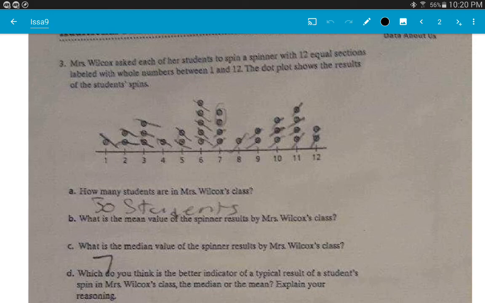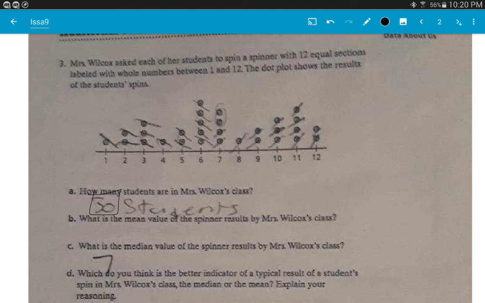How many students are there in Mrs. Wilcox's class? 1, 2, 3, 4, 5, 6, 7, 8, 9, 10, 11, 12, 13, 14, 15, 16, 17, 18, 19, 20, 21, 22, 23, 24, 25, 26, 27, 28, 29, 30. I agree, 30 students. What is the mean value of the spinner results?